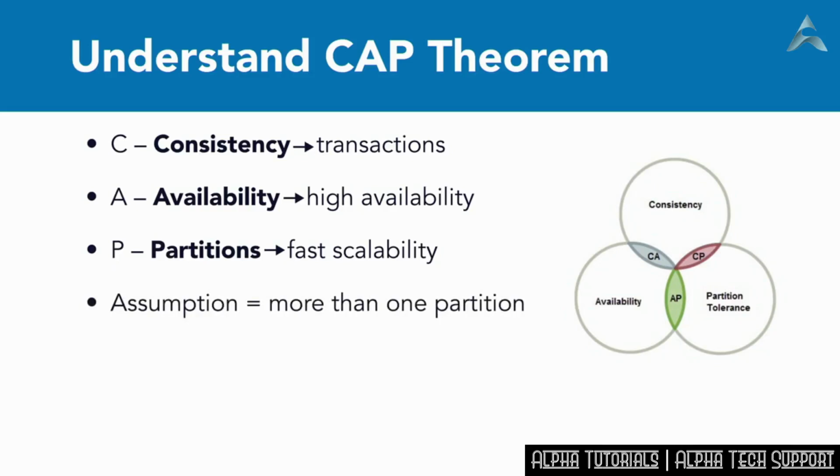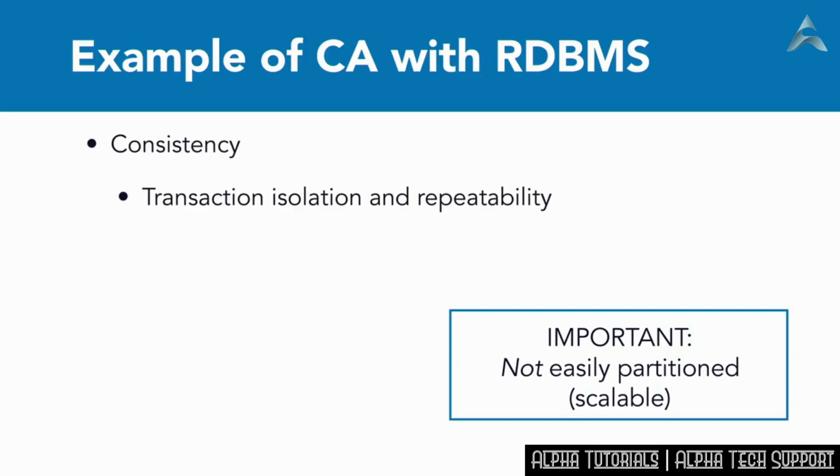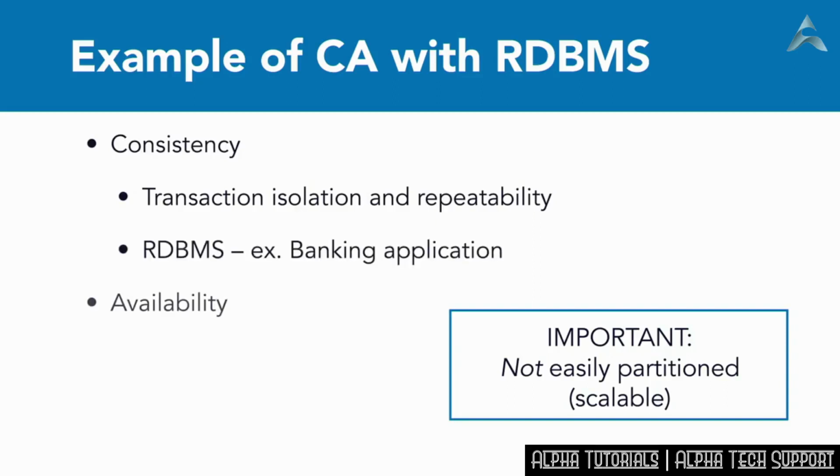It is, of course, an assumption that we're going to have more than one partition when we have this discussion. And, of course, as we mentioned, with one notable exception that I know of, we can't have all three in one system. So if we think of consistency and availability, and not partitioning, that is really what we get with a relational database. Consistency, we get transaction isolation and repeatability. And I talked about the banking application. And availability, we can have clustered or duplicated servers with up to 5 nines of uptime.